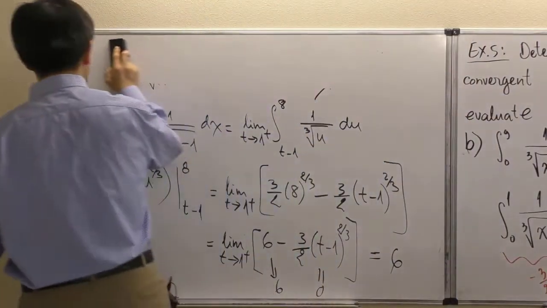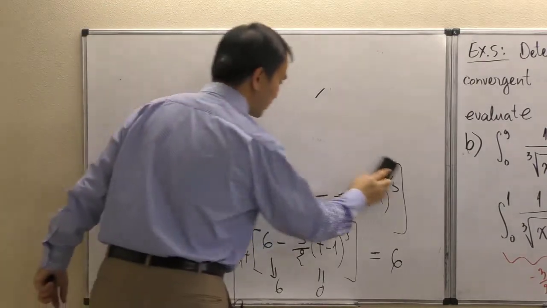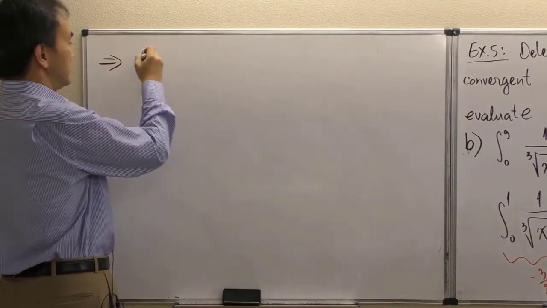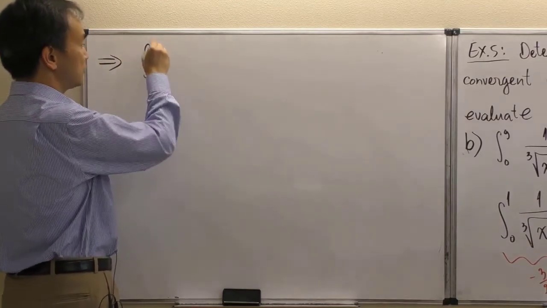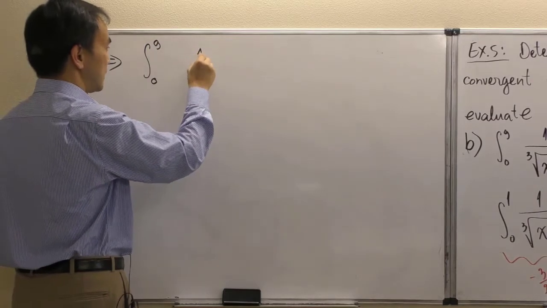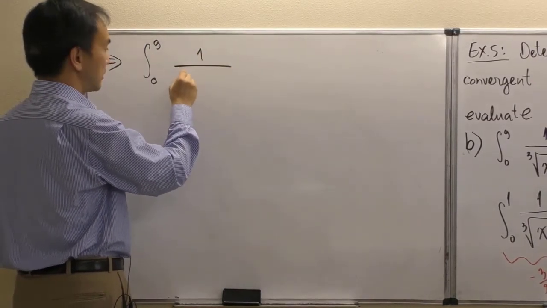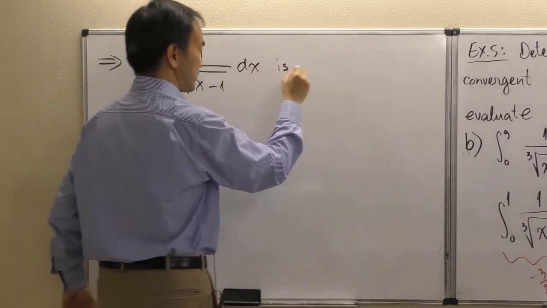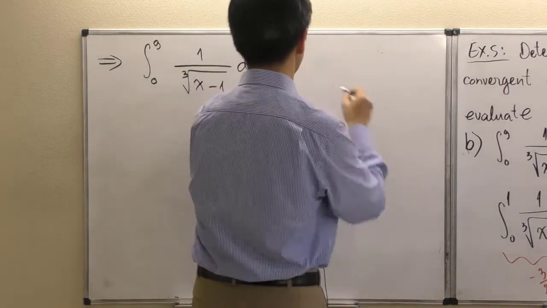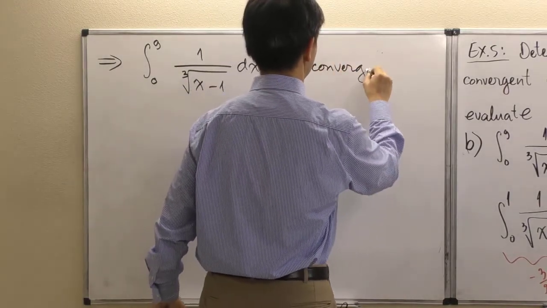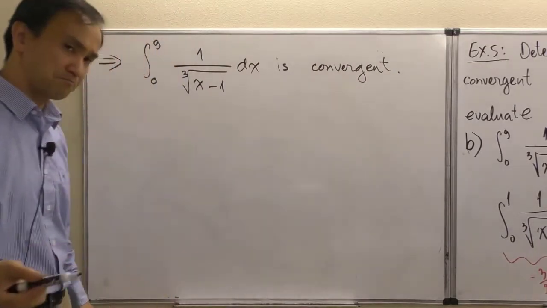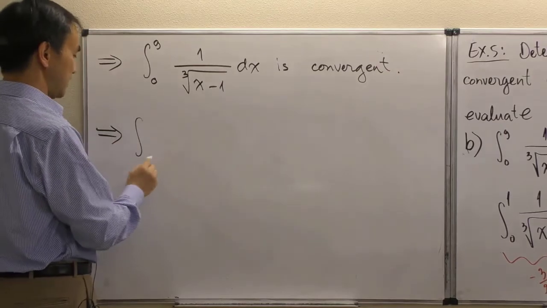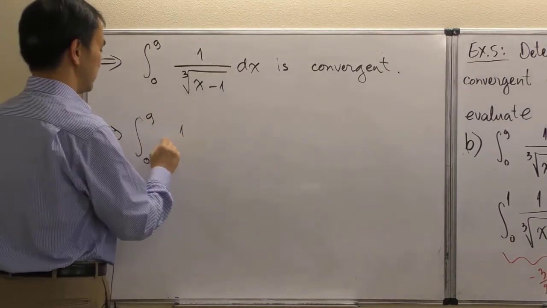All right, so much writing, but I have to erase that almost immediately. All right, so that means as a conclusion, first of all, we're concluding that the improper integral from 0 to 9 of 1 over cube root of x minus 1 is convergent. That's the first thing we have already determined.